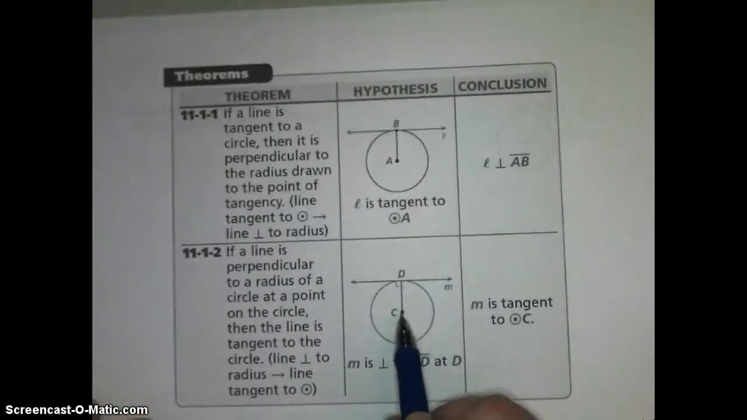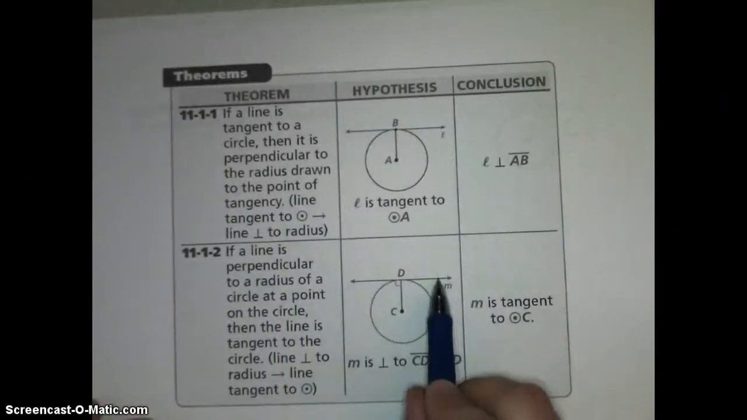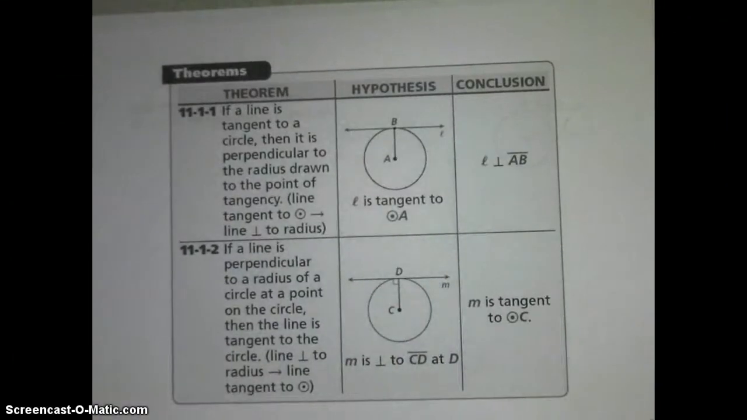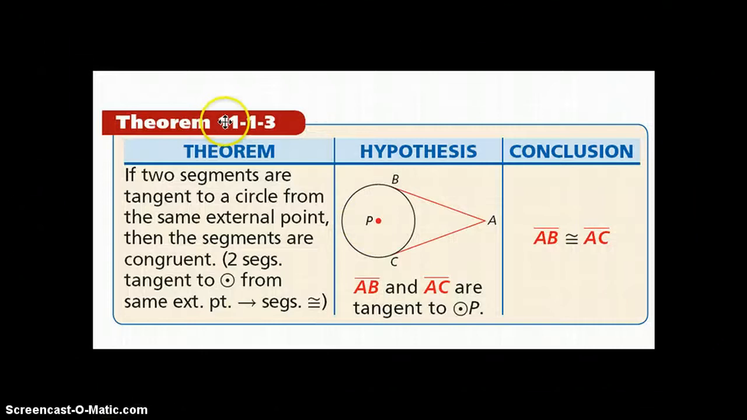So if we are given radius CD is perpendicular to line M, then we know M is tangent to circle C. There is one more theorem we need to look at, and that's theorem 11.1.3. And this says if two segments are tangent to a circle from the same external point, so if we have what looks kind of like an ice cream cone here, then those two segments have to be congruent. If I have point A out here and I stretch point A to the top of circle P here at B and to the bottom of circle P at C, then AB and AC have to be congruent.